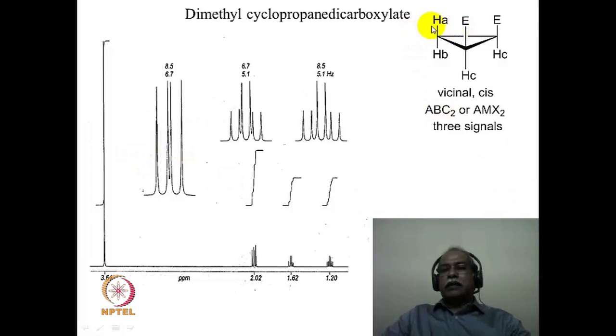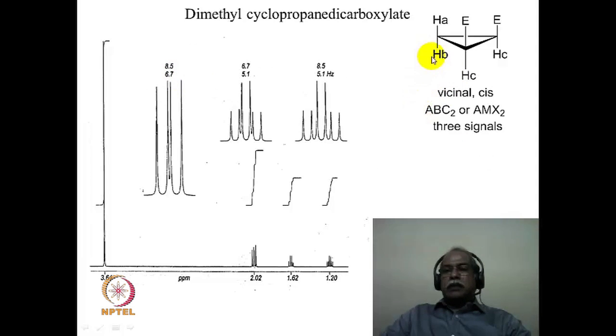Now, let us take the example of HA. HA is trans, or in other words, the dihedral angle between HA and HC is about 180 degrees. This is anti or trans with respect to each other. So, that probably has a higher J value compared to the cis coupling, which is the HB-HC coupling, which would be around 6.7 or so.